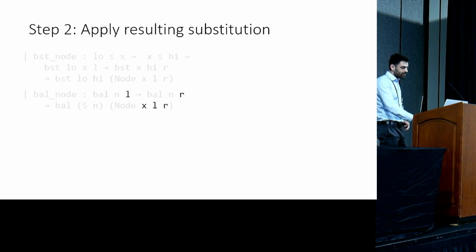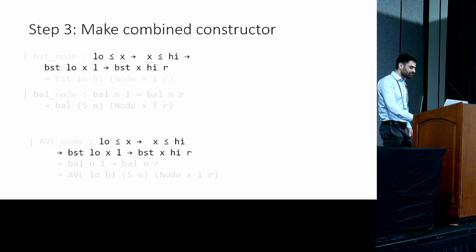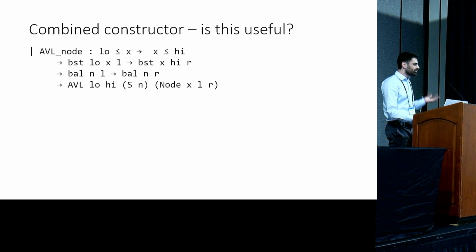So then what our algorithm needs to do is create a constructor AVL node which has elements exactly when those two input constructors had elements. So the first thing that it does is it takes all of those output indices from the input relations and it puts them onto the output relation. And then we want this constructor to hold exactly when those two input constructors hold, so we can copy all of the inputs from BST node, and we can also copy all of the inputs from BAL node. And now we have this constructor AVL node, which holds exactly when BST node and BAL node hold.